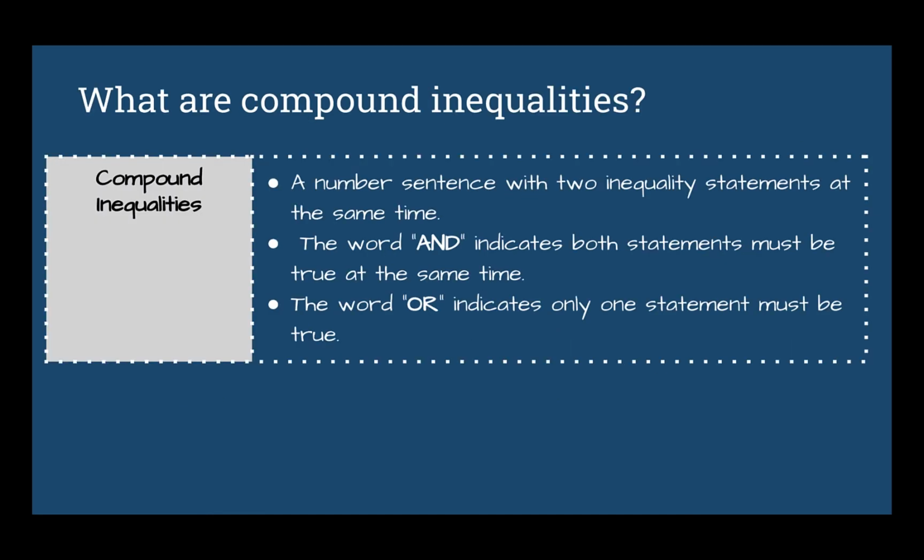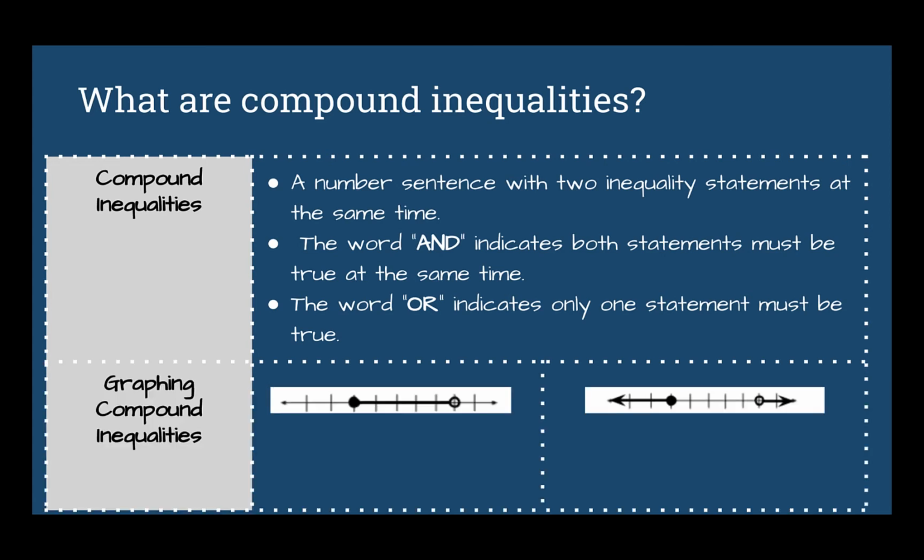A compound inequality is a number sentence with two inequality statements at the same time. The word "and" indicates that both statements must be true at the same time. And if you see the word "or," that indicates that only one of those statements has to be true.